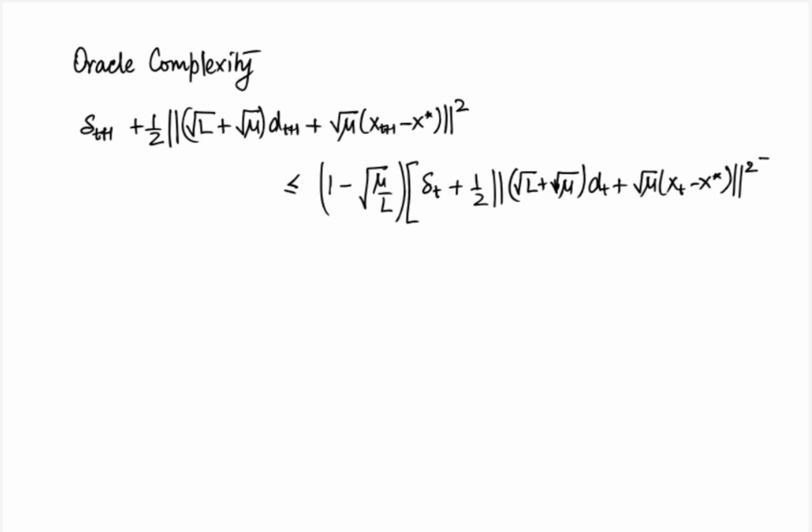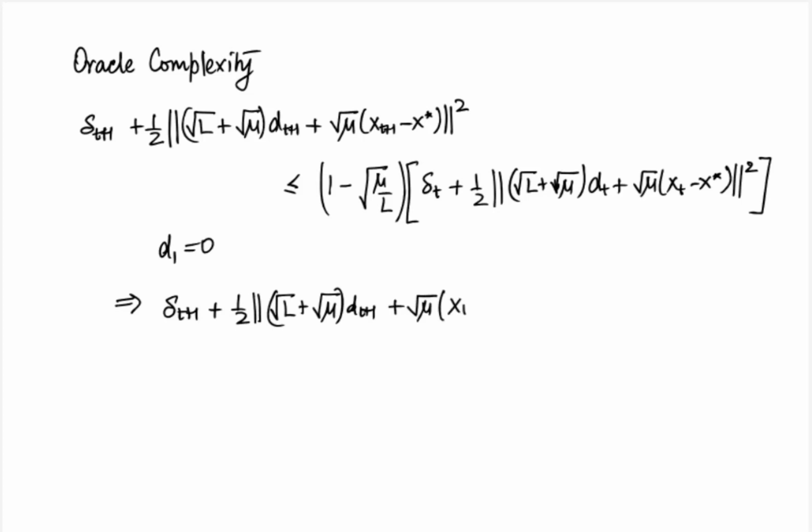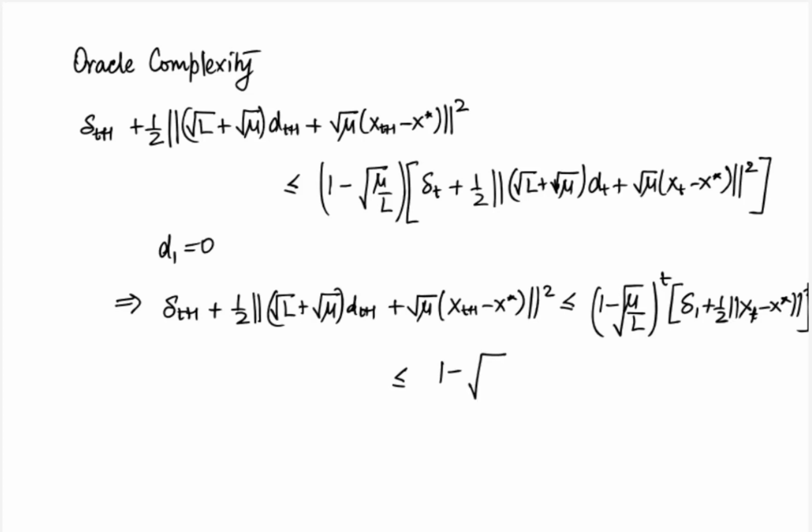Note that for t equal to 1, we can start with d_1 equal to 0. So applying this inequality recursively, we get that Δ_{t+1} + ½‖(√L + √μ) d_{t+1} + √μ (x_{t+1} − x*)‖² is less than or equal to (1 − √(μ/L))^t times [Δ_1 + ½‖x_1 − x*‖²], which is less than or equal to (1 − √(μ/L))^t times (bf + b/2).